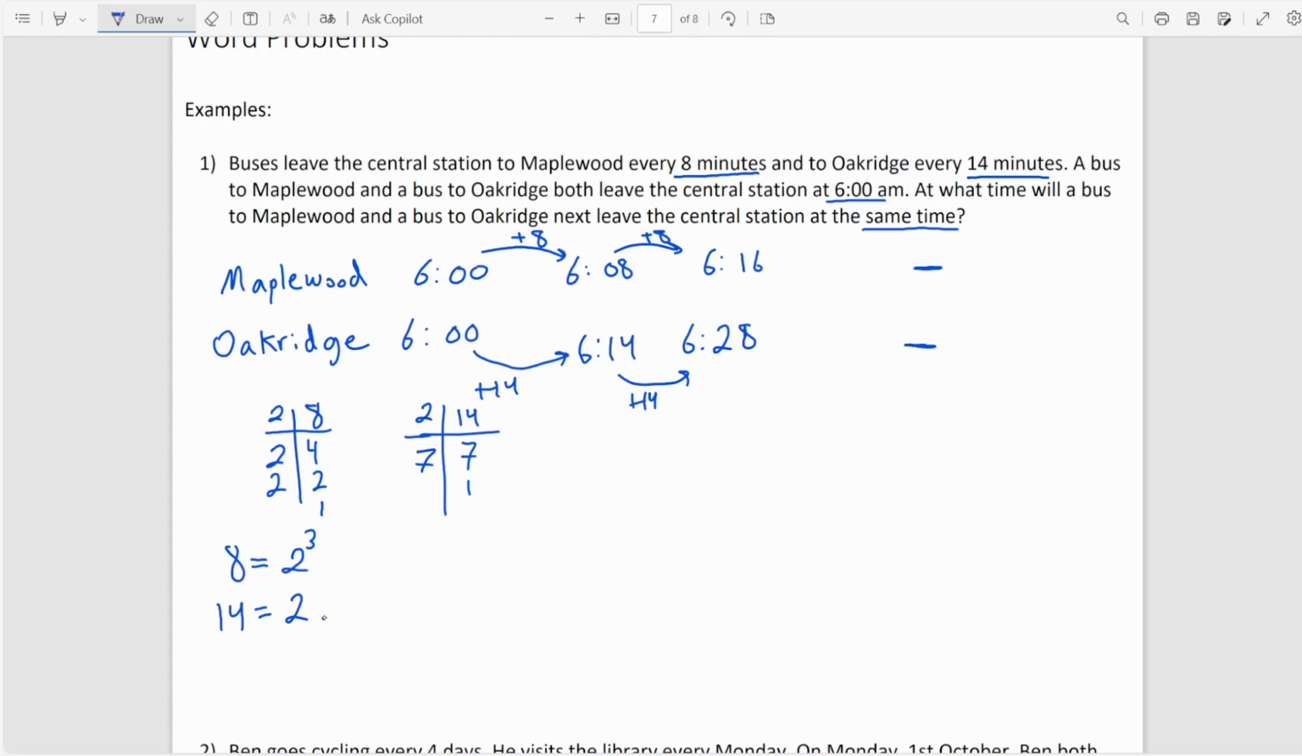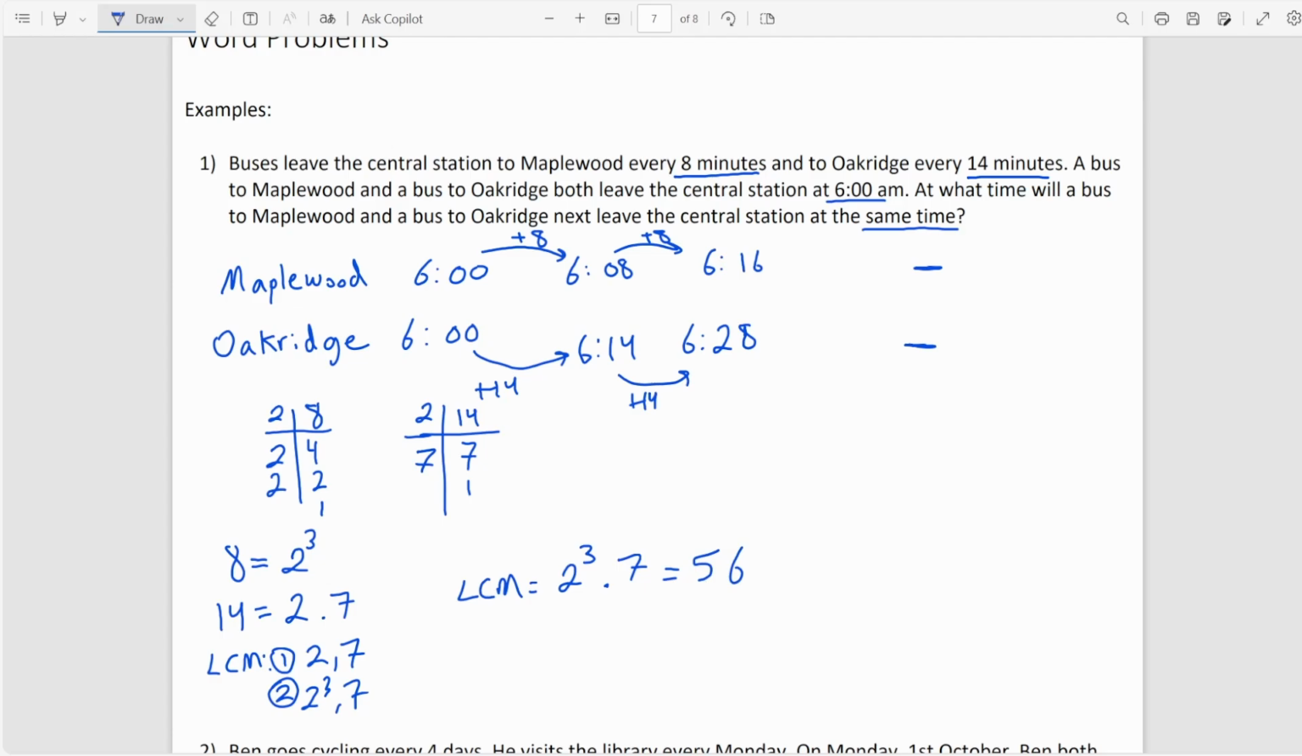So 2 times 7. So as you remember, for the LCM, we select all the numbers, so 2 and 7, and the highest power of each, so 2 to the power 3 and 7. So my LCM is 2 to the power of 3 times 7, all right, which would be 8 times 7, which is 56, all right?